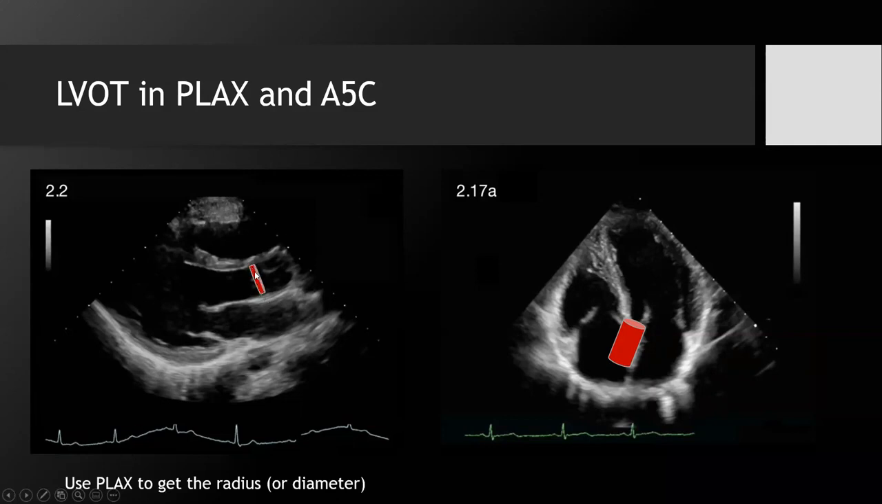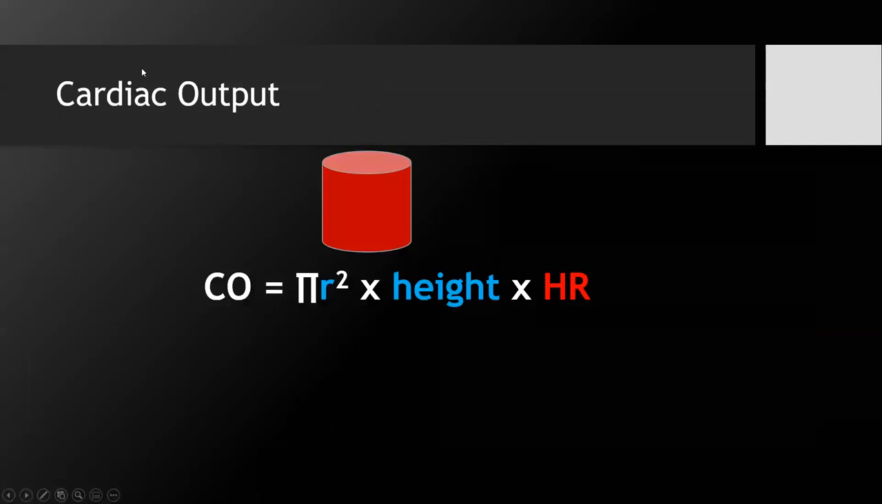Okay, so using the parasternal long axis view, you're going to be getting the diameter of the LVOT. And from that, you can calculate the radius, of course, right? What we're going to focus on is, again, this is the overall approach. We're going to dig into these. But when you're using the apical 5-chamber view, that's where you're going to be getting the height of the cylinder. And that's where Doppler physics is going to come in. So that is our overall approach.